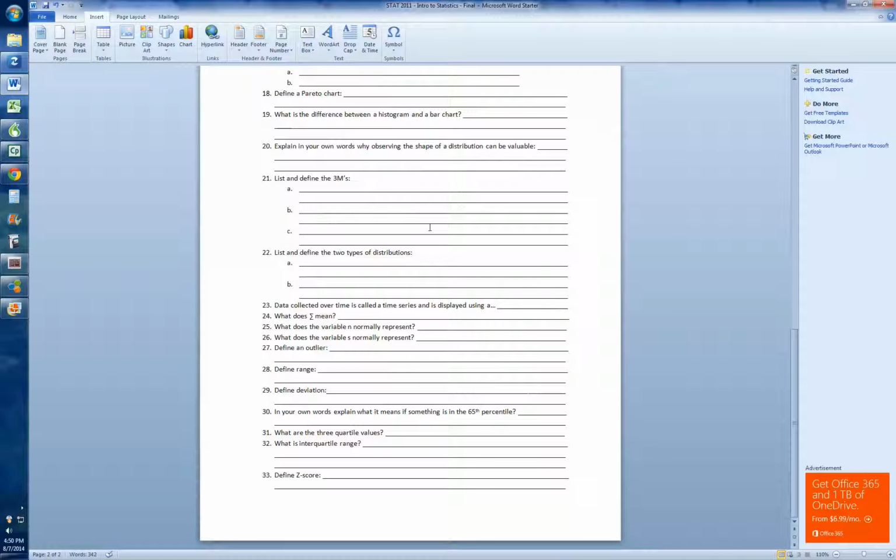Number 22, list and define the 2 types of distributions. Alright, so the 2 types of distributions that we're talking about for this. I was trying to think, because I also gave you modal and bimodal, but that's not what I want for this question. What I want for this one is symmetric or skewed, right?